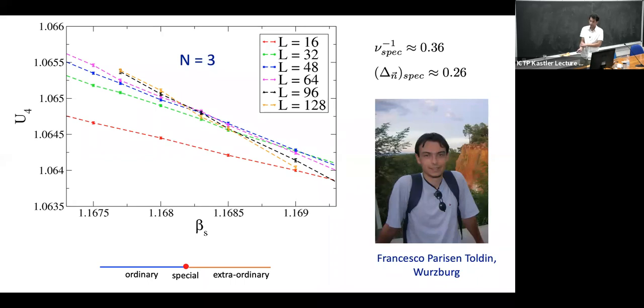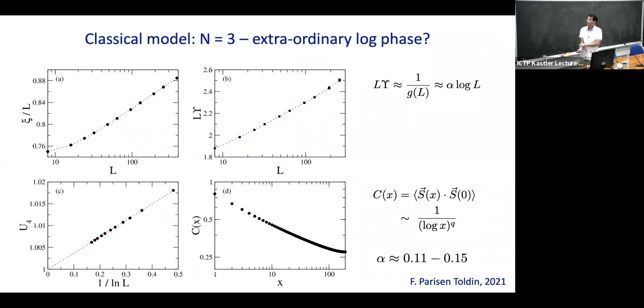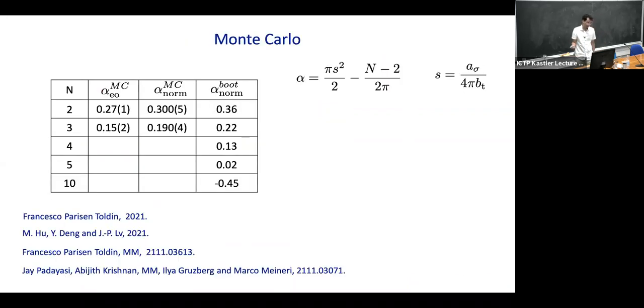And he also studied the regime of large surface coupling. And in this regime, he found that his numerics was consistent with the extraordinary log universality class. He saw a stiffness that diverges logarithmically, which is exactly what one would expect for the extraordinary log class. And he also saw a two-point function that roughly decays as a power of logarithm. And he actually extracted this power, and from this power, he extracted alpha. And this is the value of alpha that he got for n equal to 3.